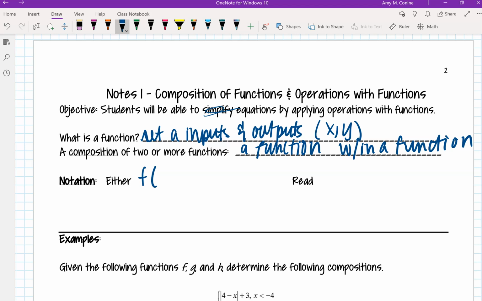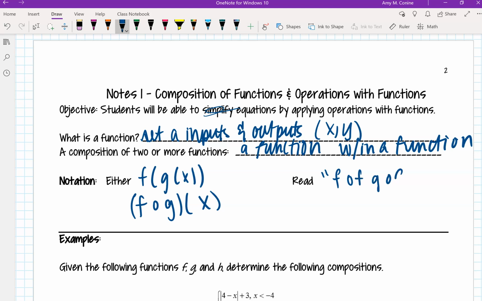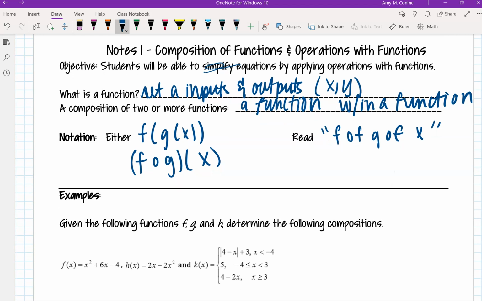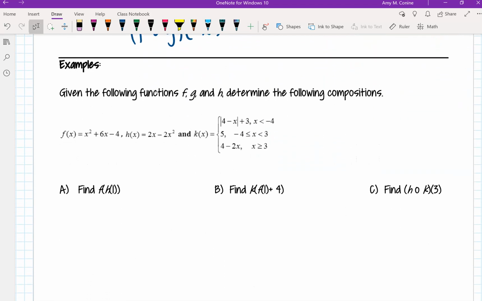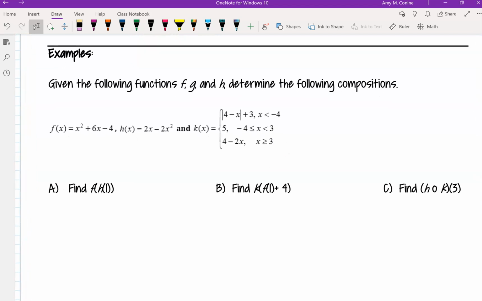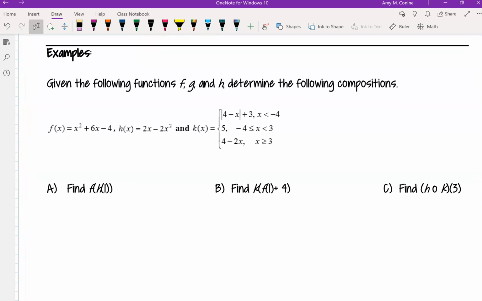So there's two ways that you can see this. You can either have your function inside, or you can have this lovely little notation, and it's read f of g of x. So f of g of x. We're going to talk about how to solve those. So on the bottom here, given these functions f, g, and h, do the following composition. Whatever's on the innermost, you're going to complete first.